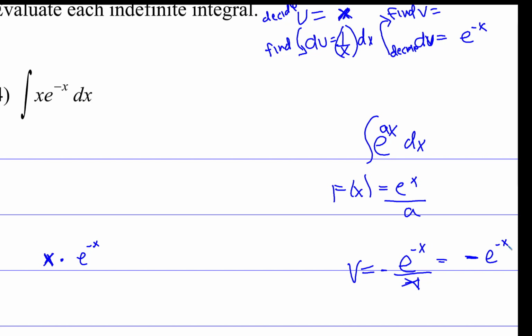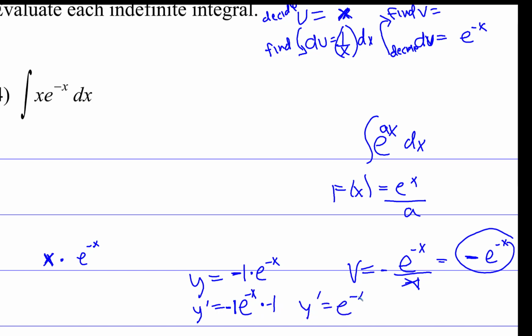And this is how you know that you did it correctly. Now take the derivative. Set y equal to -1 times e to the negative x. It means the same as this. Now find the derivative of that. Well, y prime is -1 times e to the negative x, the original function, times the derivative of negative x, which is -1. Negative times negative is positive, so y prime is e to the negative x. Ta-da! So negative e to the negative x is our integral for that.